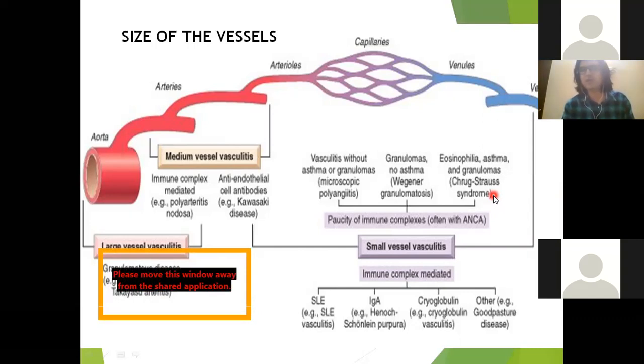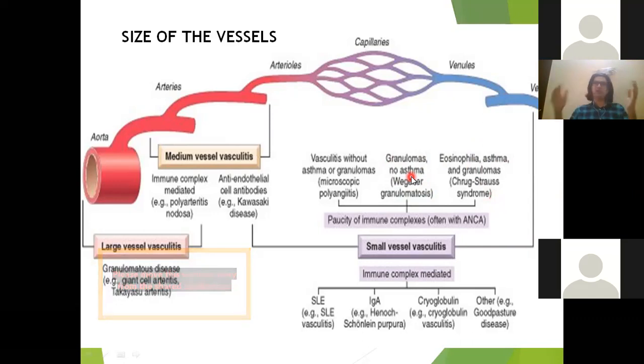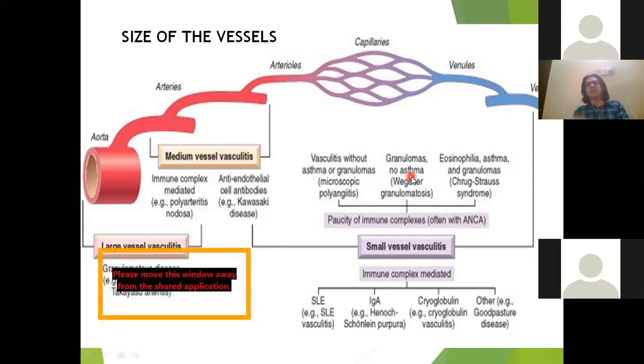So if we remove asthma and eosinophilia, then only granulomas are there, and typically in Wegener granulomatosis there is confluent necrosis along with granulomas, and this is called granulomatosis with polyangiitis. Previously called Wegener granulomatosis, it's still a common name. So you should remember both names, granulomatosis with polyangiitis or Wegener granulomatosis, right? This is again an ANCA-associated vasculitis, and here it is C-ANCA, right?